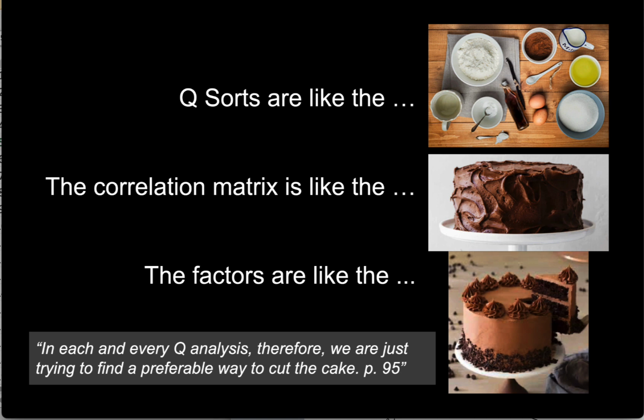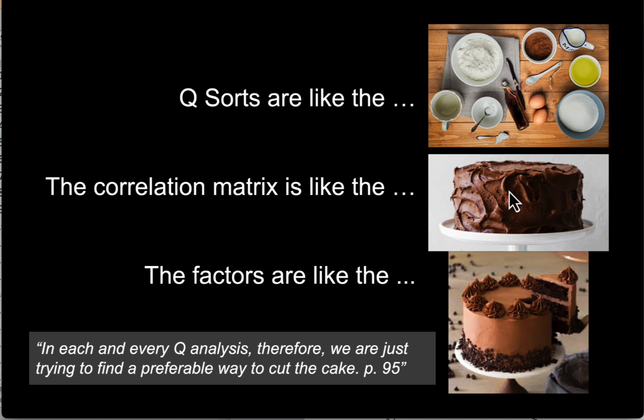And I think this little photograph of a cake with those little chocolate flowers on the top gives you an idea that I might want to slice that cake so that you get one of those little chocolate flowers on each particular slice. So there is definitely going to be a qualitative approach to making that decision of how many slices we want to cut our cake into. So, as the quote says, in each and every Q analysis, we are just trying to find a preferable way to cut the cake.